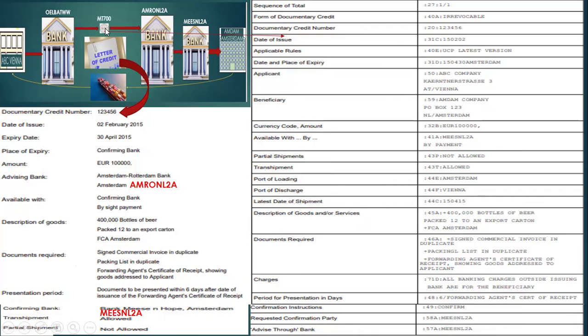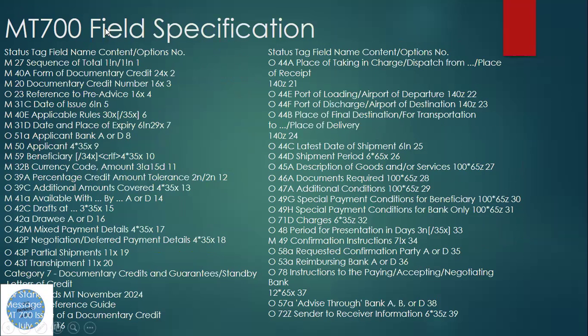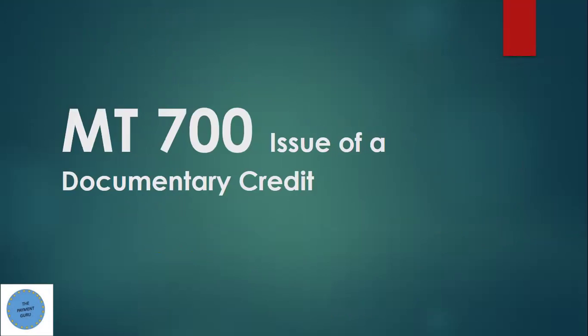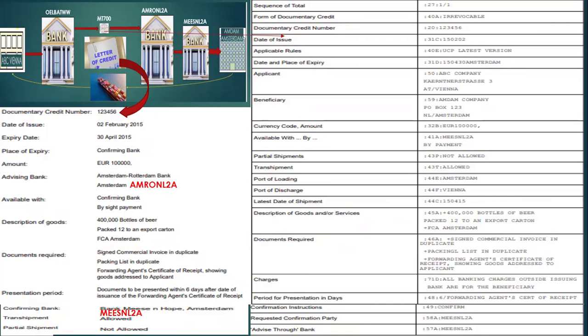Now, this MT700 message, which is the issue of a letter of credit, when it is being sent from this Vienna bank to your Amsterdam bank, this is how your MT700 message would look. Starting from your sequence of total, 27, 1 by 1 out of 1, form of documentary credit 40A, irrevocable, documentary credit number is there, date of issue is there, applicable rules is there, 40E, UCP latest version. UCP is an international format, again a documentation.